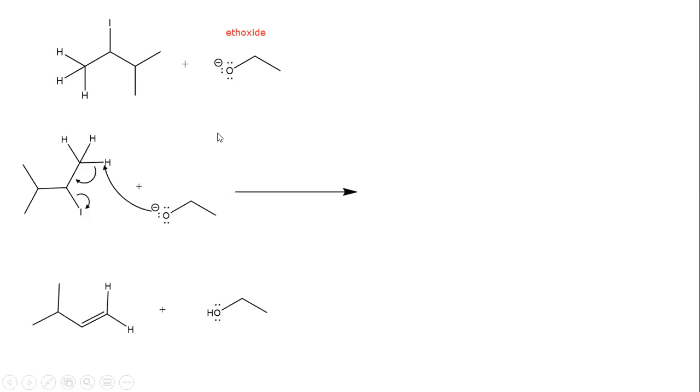And again, the way I know that this is going to be an E2 mechanism: we have a secondary alkyl halide, we have an alkoxide, which is a strong base, and the strong base is going to react so fast, it's going to rip off this proton so quickly, so it's going to be a concerted reaction. And that's why I know it's going to be an E2 mechanism.